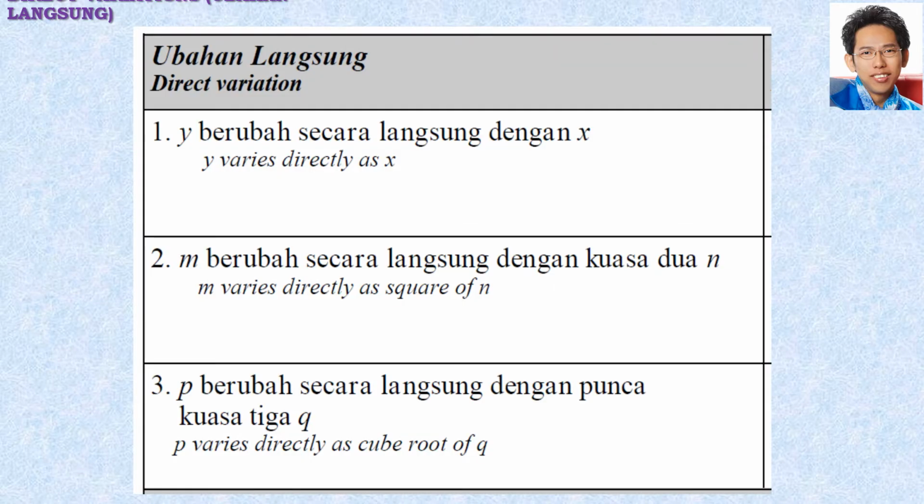Okay. So for example, y varies directly as x. Okay, so how do we write down the equations? Okay, so first of all, because y varies directly to x, see direct variations. Ini ubahan langsung. So the equation is y equal to k, meaning we just change the variation symbol to become equal to k, and k will be a constant. Later we will discuss how to obtain our k.